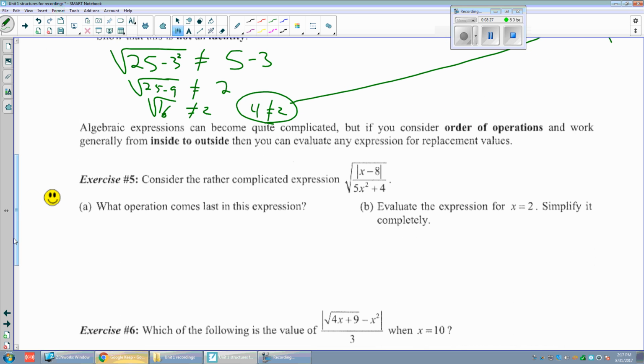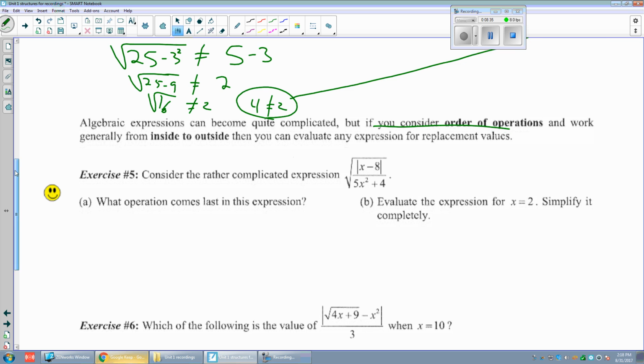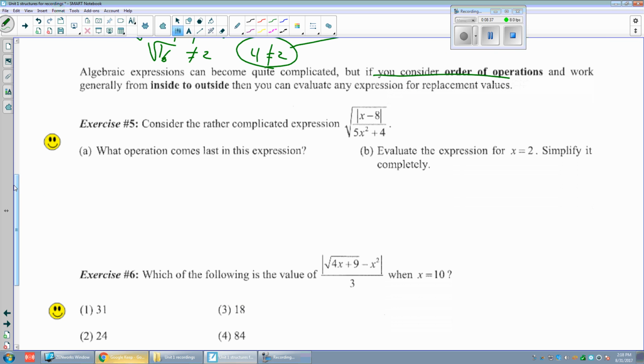Algebraic expressions can become quite complicated, but if you do consider the order of operations from inside out, you can evaluate the expressions easily. Consider this rather complicated one. What operation comes last in this thing? The outside. Which one's the outside? The square root. Evaluate the expression for x equals 2.